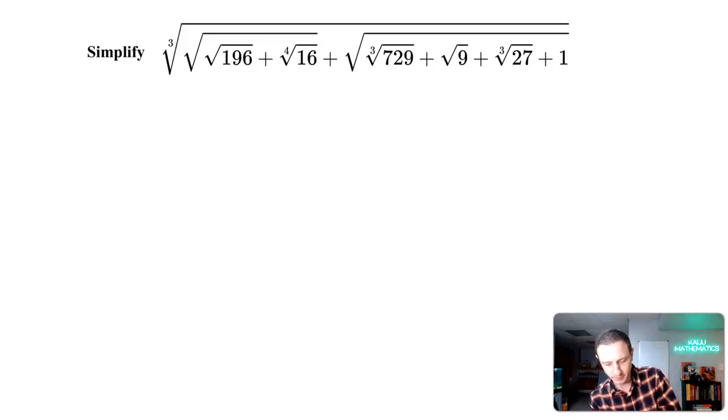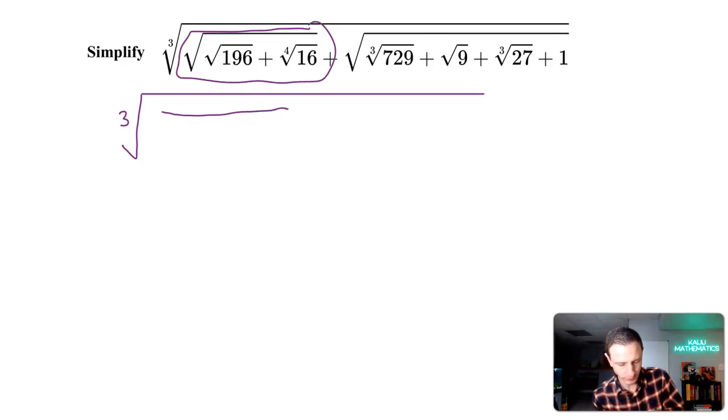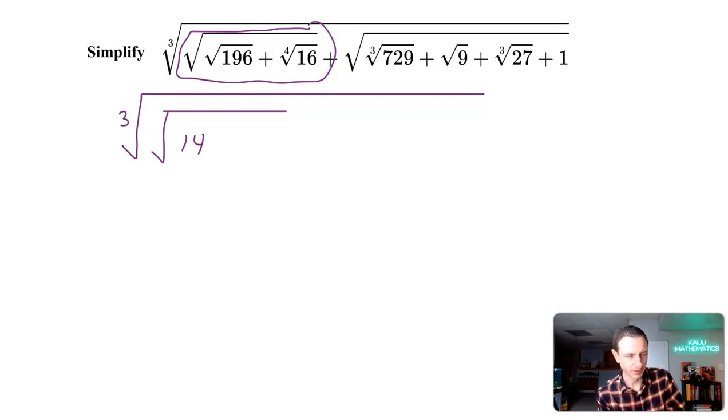So to start off, I'm going to write out my cube root here. So I have cube root. And then within there, I'm going to start right here. We have square root. Square root of 196 is 14. So the square root of 196 is 14 right there. Plus the fourth root of 16 is 2. And then we have plus, and then we have another square root.